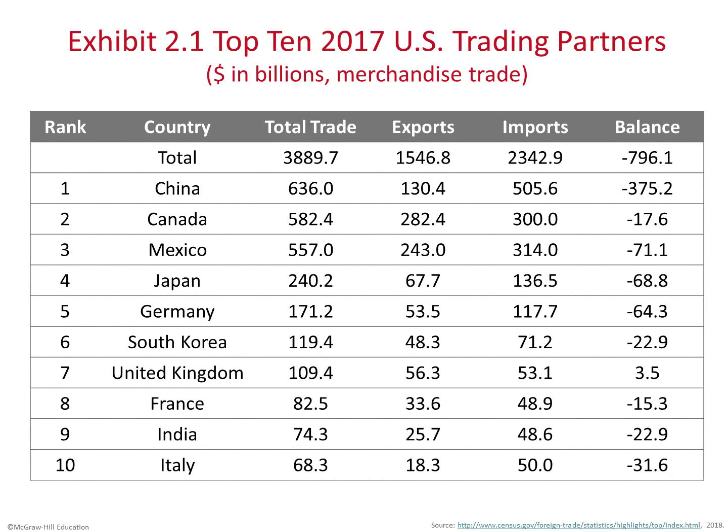Here in Exhibit 2.1, we can see the top 10 2017 U.S. trading partners with China leading the list. We export $130 billion to China, import $505 billion into the U.S., and have a difference, or trade deficit, of $375 billion.